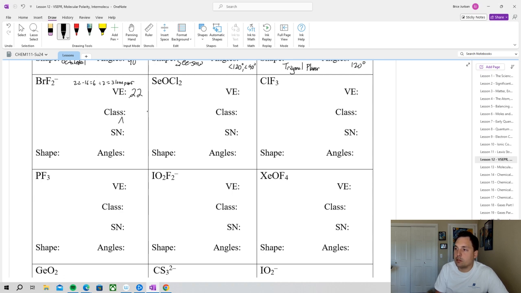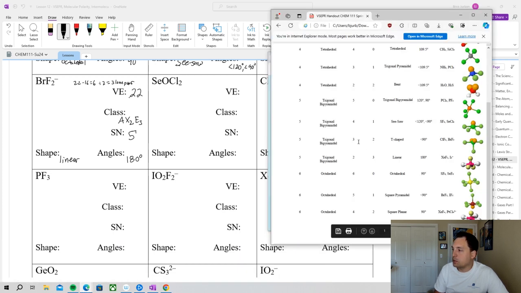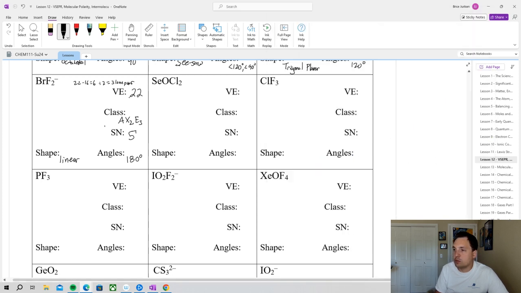So that means this notation is going to be AX2E3, which is a linear geometry where we remove all the equatorial atoms from that trigonal bipyramidal electronic shape. And this ends up giving us bond angles that are 180 degrees. We can look back at the cheat sheet, just to kind of verify that here. So we have 2 and 3 linear, 180, and there's a couple examples over there.